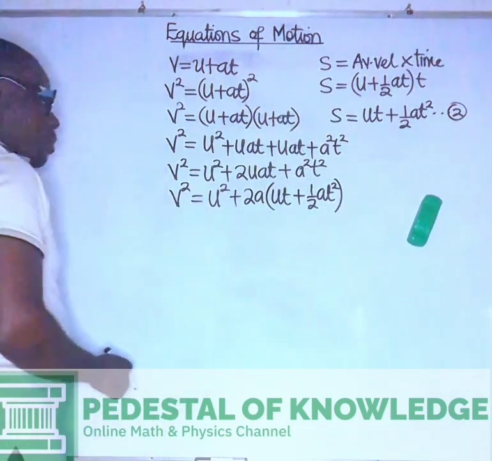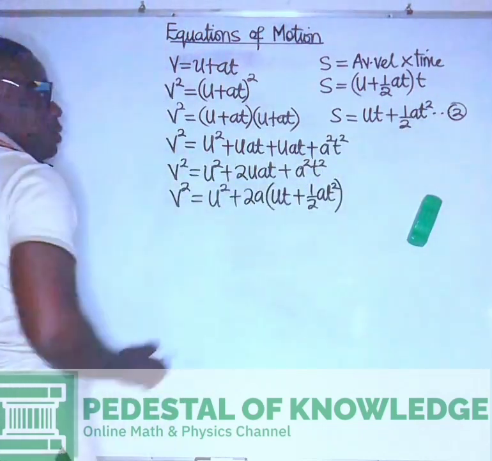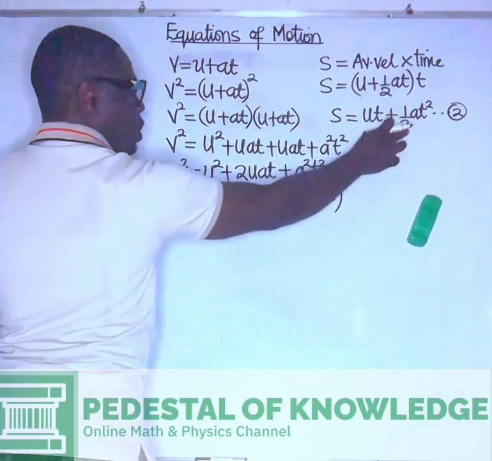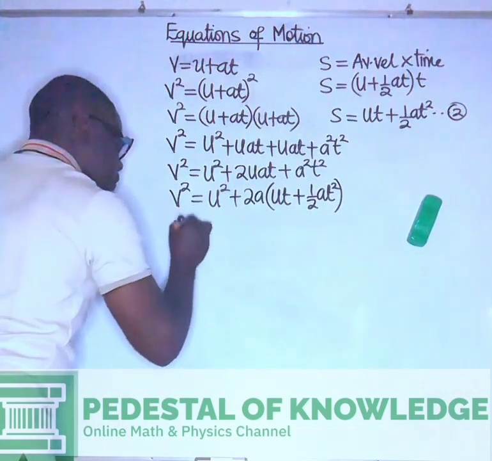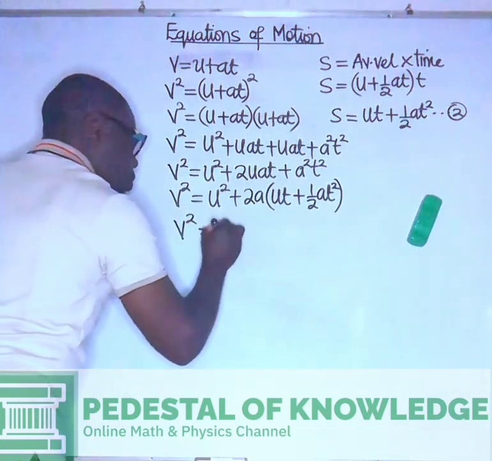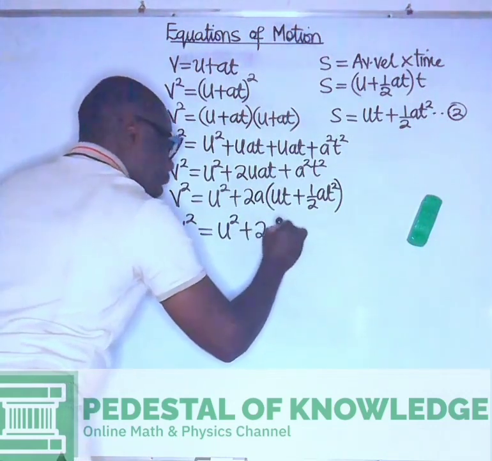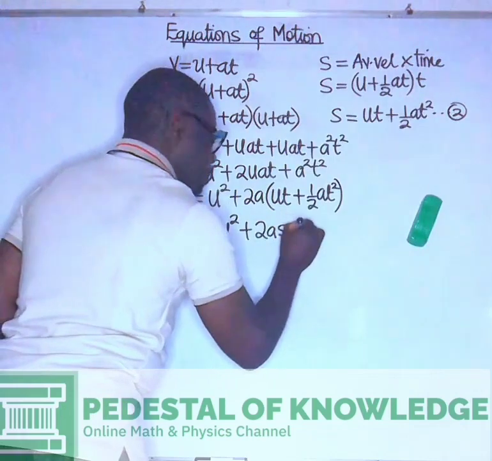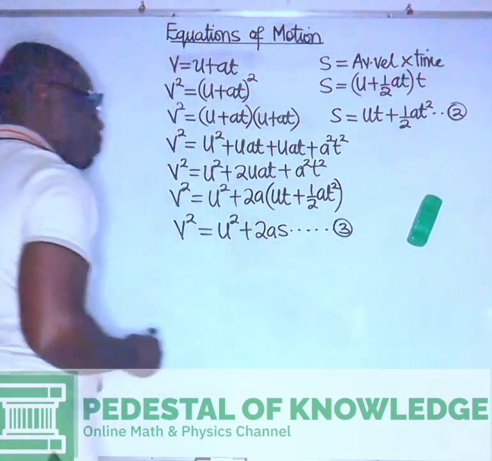All right, now we are going to substitute equation 2 into this equation, because ut plus half at squared according to this equation is equal to s. So this equation becomes v squared is equal to u squared plus 2as, because the whole of this parameter is equal to s. Now, this is the third equation of motion.